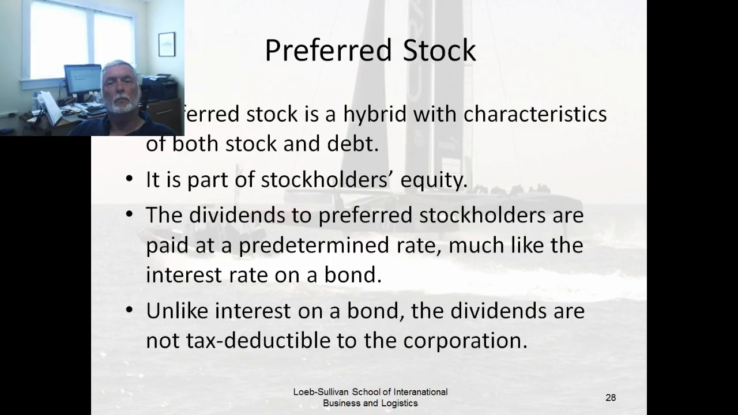So the dividend might be 5% on preferred stock, then we're going to pay 5% per year in dividends on that stock. The dividend is not going to go up to 7%. It's not going to go down to 3%. It's going to be paid at 5%, just like a bond. So it's going to be paid, but it's dividends. Unlike bond interest, preferred stock dividends are not deductible, so they are not as attractive from a tax standpoint.